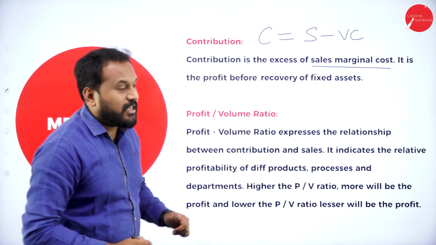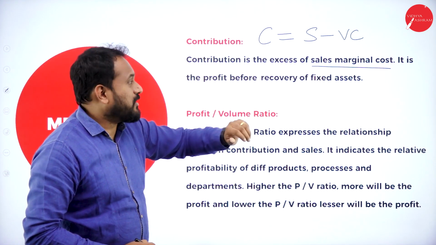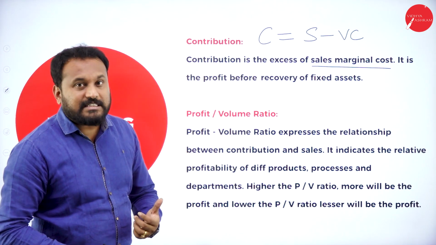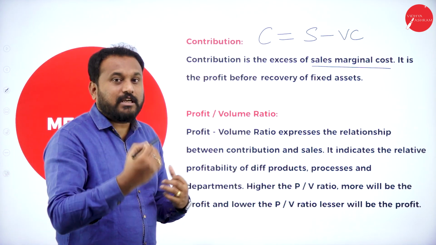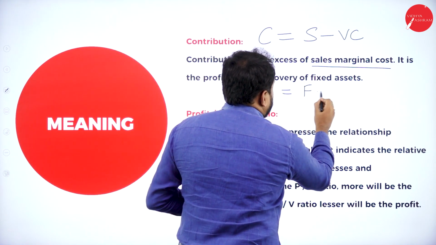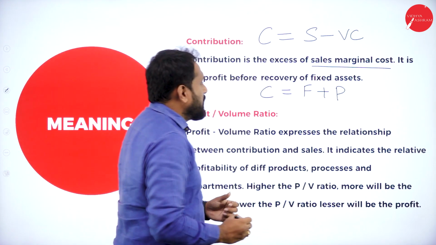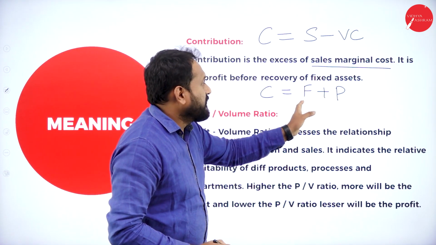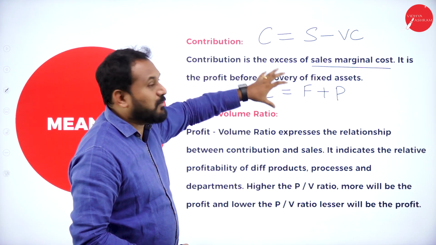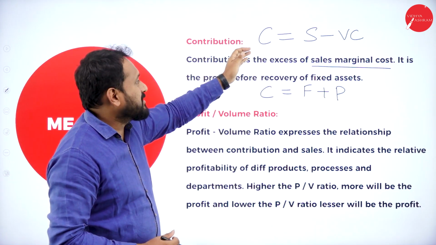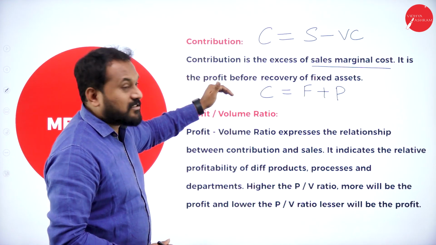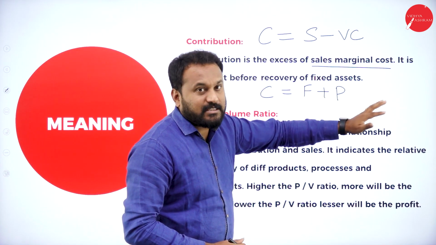So contribution is sales minus variable cost. It is the profit before recovery of fixed cost. That means C is equal to F plus P also. It is profit before recovery of fixed cost. So we got two formulas. What is the contribution formula? C is equal to sales minus variable cost, and again C is equal to fixed cost plus profit.